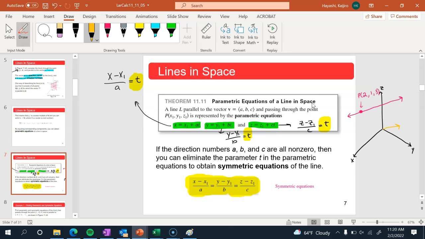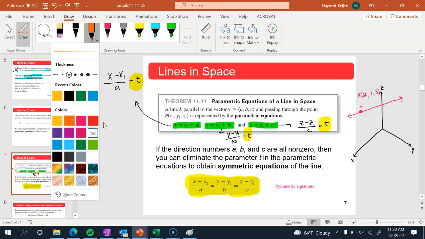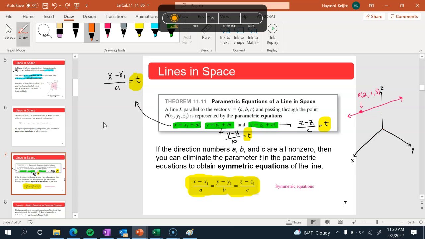Let me say that that's moving, I don't know, it's moving in the x direction. So v, let me not use this color. Okay. This line is parallel to the vector. It's going in the direction of the vector.